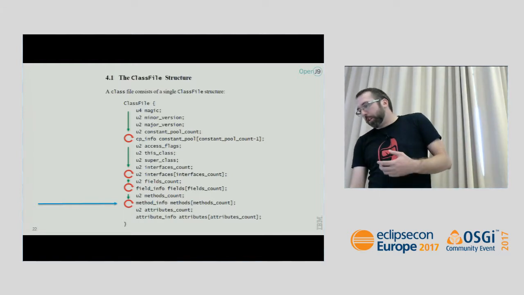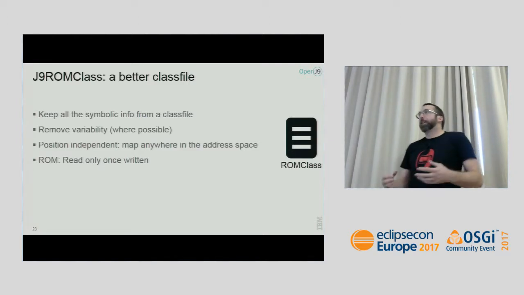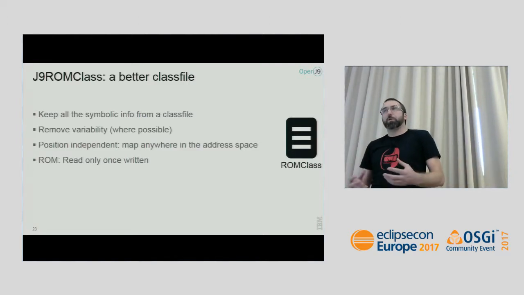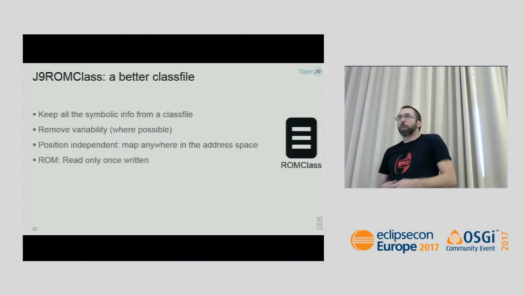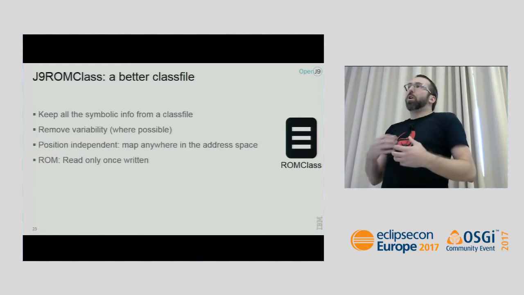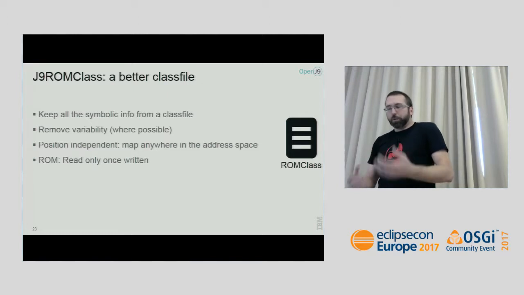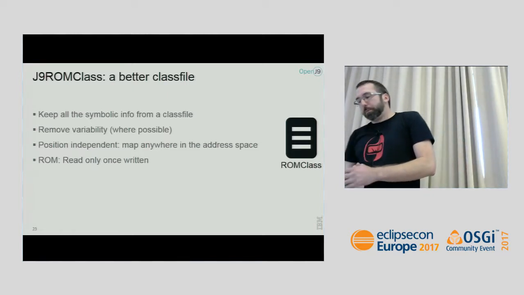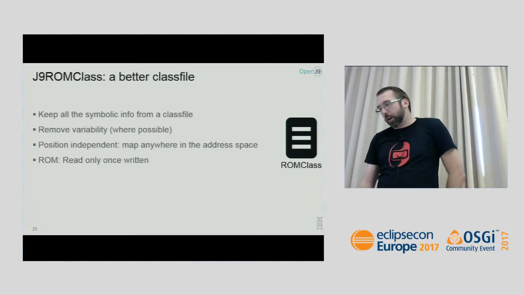So one of the big things we've done is we've created the J9 ROM class. And I'll talk later about RAM class. We've divided the class file into two parts. But the ROM class, we believe, is a better class file implementation. It keeps all of the same details from the class file, but it removes a lot of variability in size and in complexity so that we can improve a bunch of stuff at runtime, while still having all the information that is static in the class file.